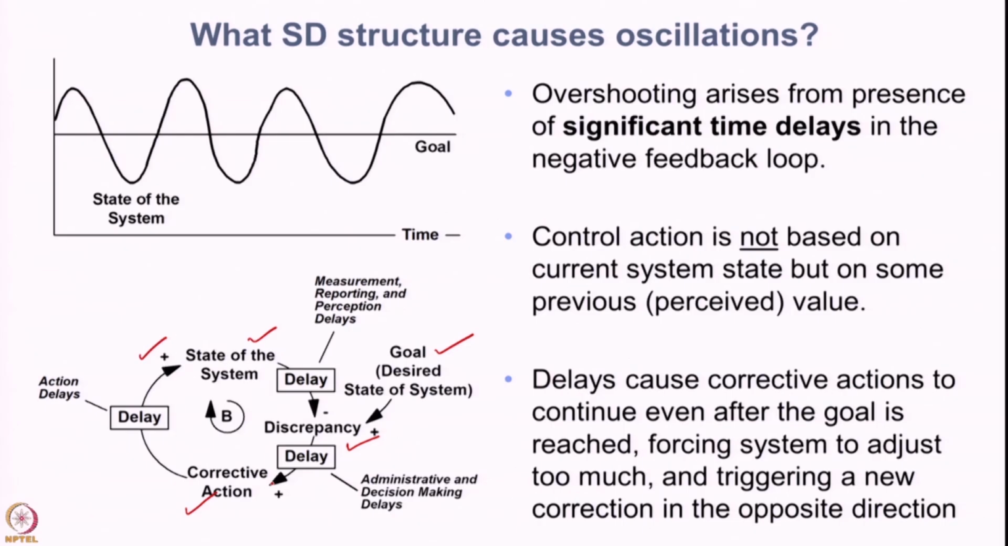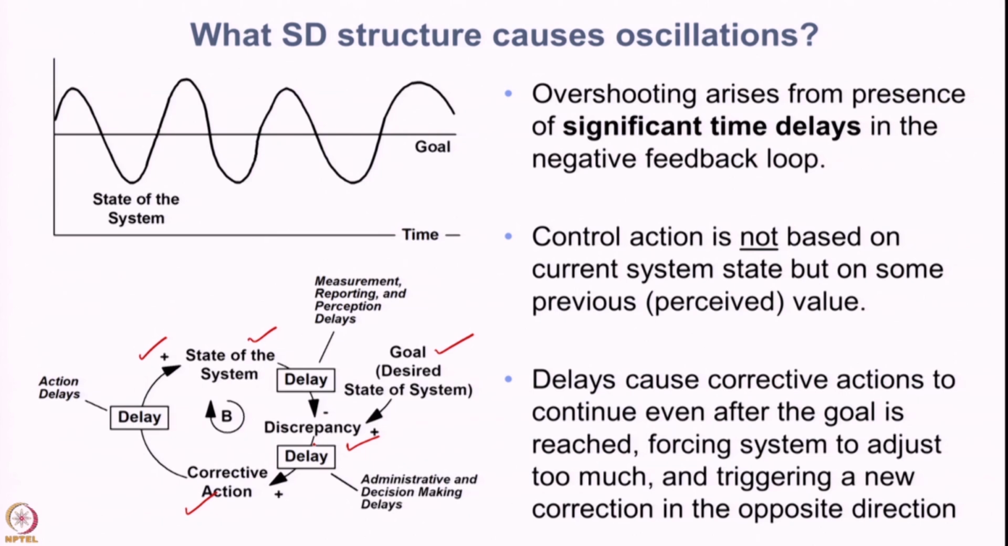This is because the control action right here is not based on the current system state, but on some previously perceived values. That is, there is some delay in understanding what is the current state of the system and then acting on it. And these delays cause corrective actions to continue even after the goal is reached, forcing the system to adjust too much and triggering a new correction in the opposite direction.